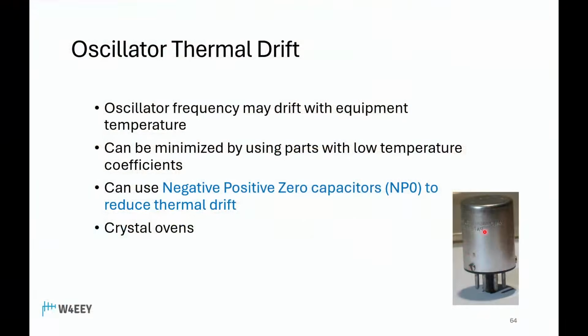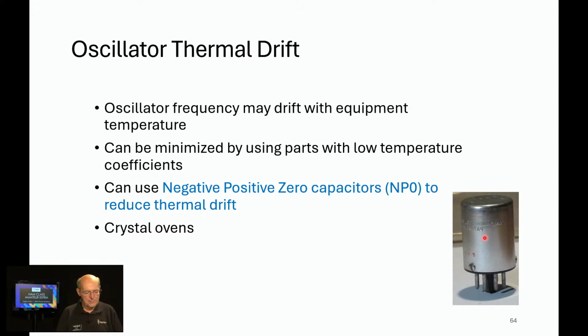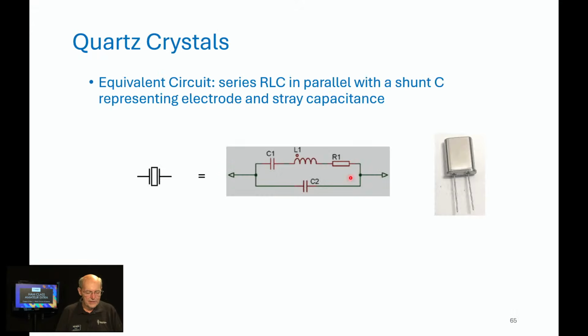And we just talked about what are called crystal ovens. A little bit more on quartz crystals. Now, if you can kind of picture this diagram, it'll help the words make sense. The equivalent circuit of a crystal is series RLC. So here, resistance, inductance, capacitance, in parallel with a shunt C, shunt capacitance, representing electrode and stray capacitance.